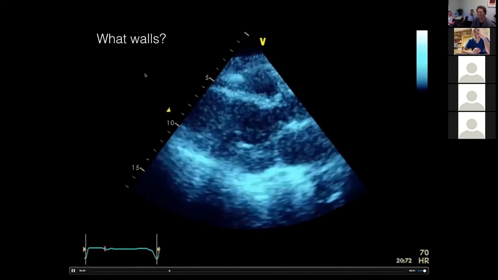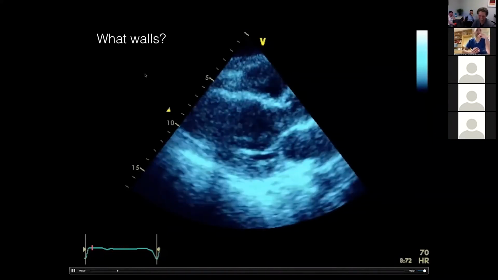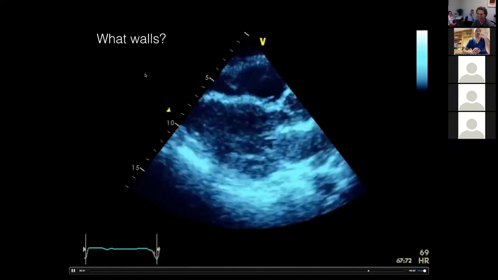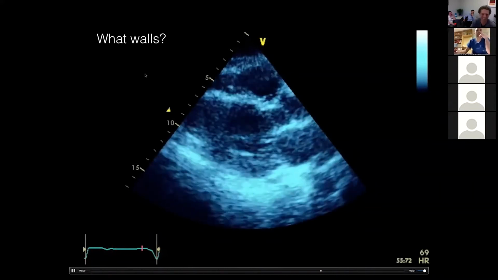Is anyone not driving? It's a parasternal long axis, so it's anteroseptal and inferolateral. You're the man.